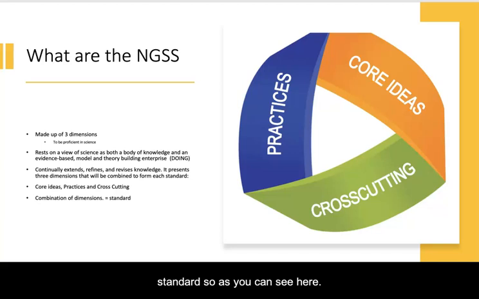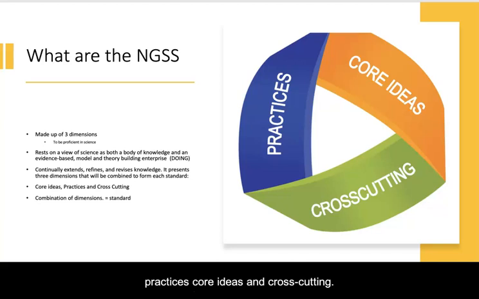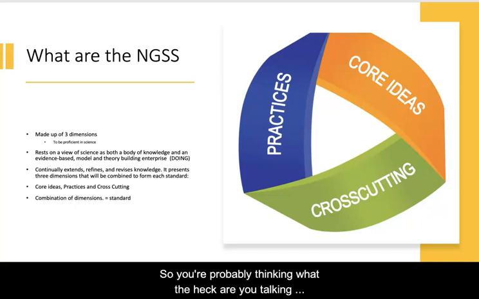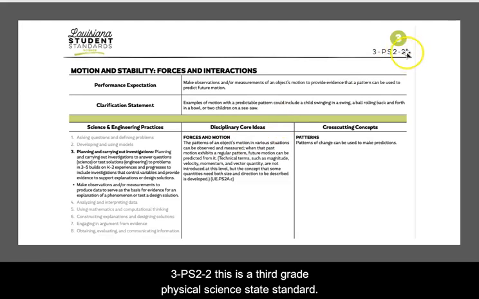So as you can see here, when we combine our science and engineering practices, core ideas, and cross-cutting concepts, then we come up with the standard. So you're probably thinking, what the heck are you talking about? This is an example of the Louisiana State Standard 3-PS2-2. This is a 3rd grade physical science state standard, and it is in the unit of motion and stability, where students are going to learn about forces and interactions.